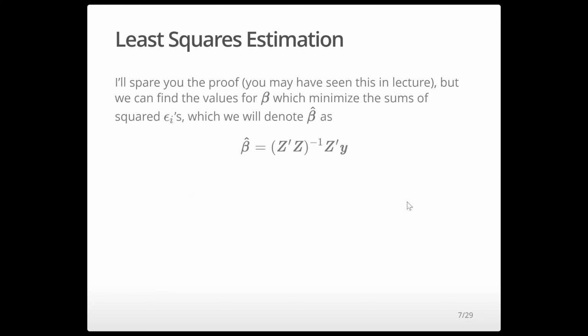You may have gone through a proof of this in class, or in lecture, but we can find the least squares optimized betas, which minimize the sum of squared errors, with this formula where we take the design matrix transposed times itself, invert it, multiply by the design matrix transposed times y, and that gives us our estimated betas.